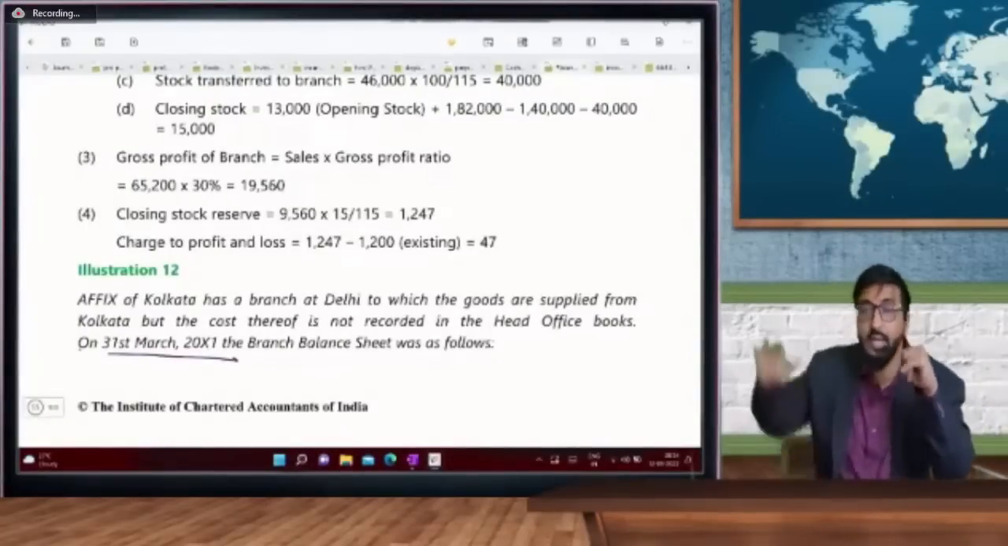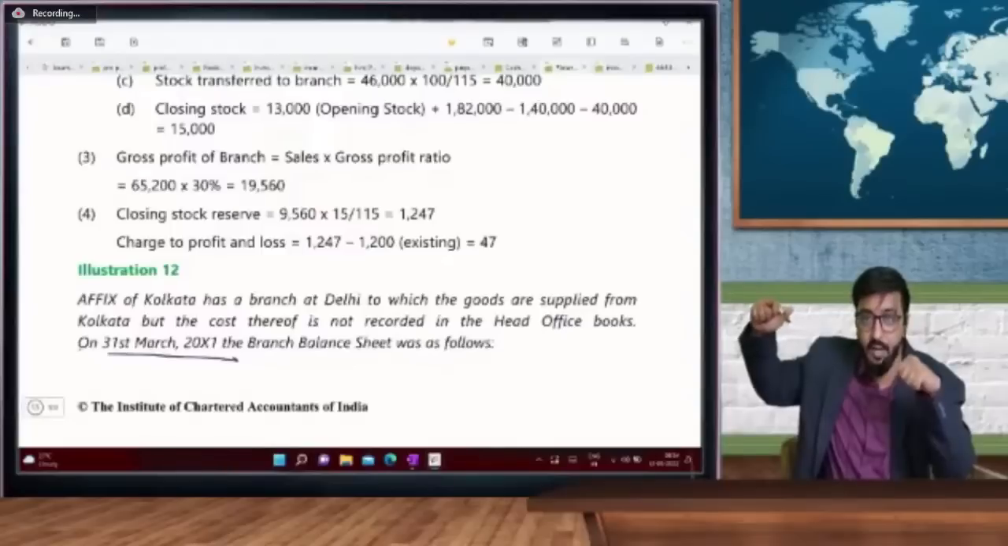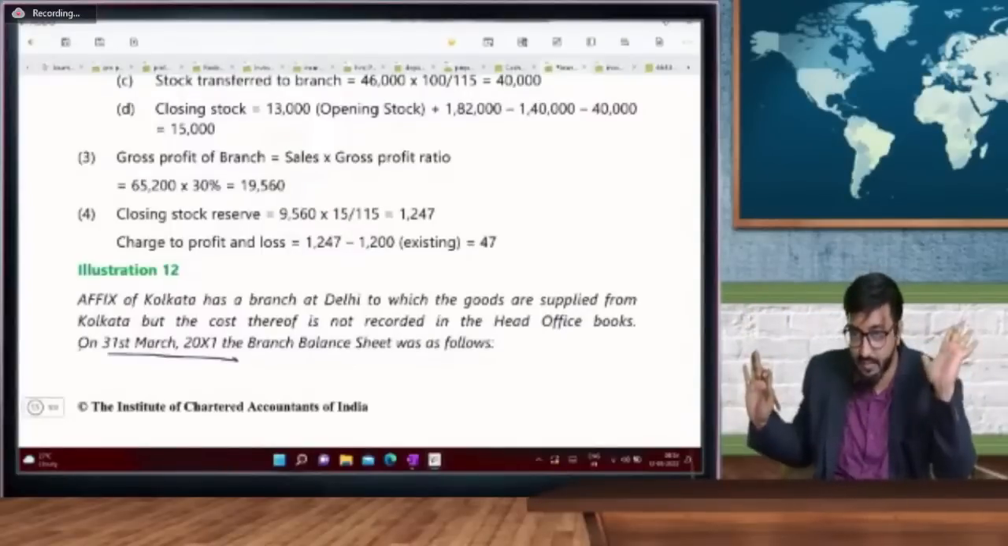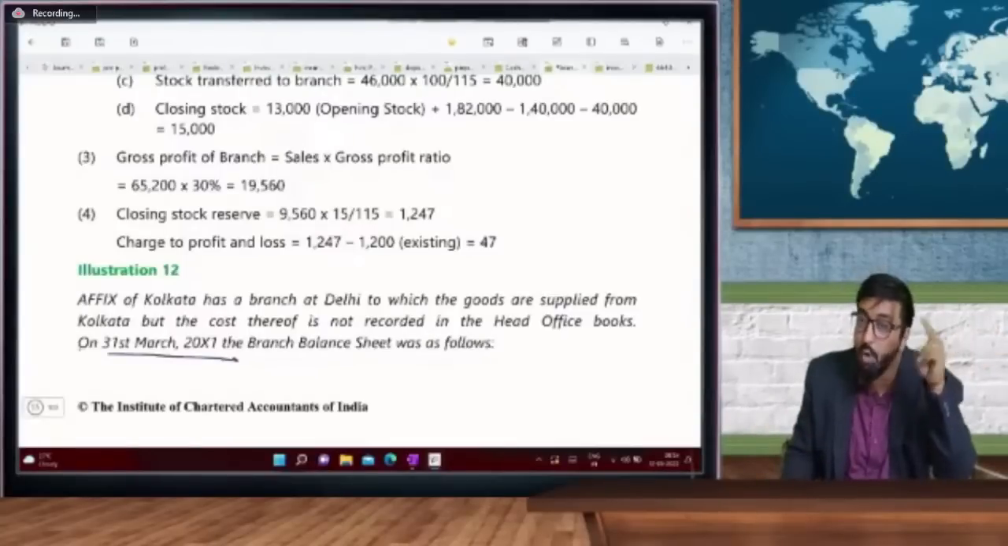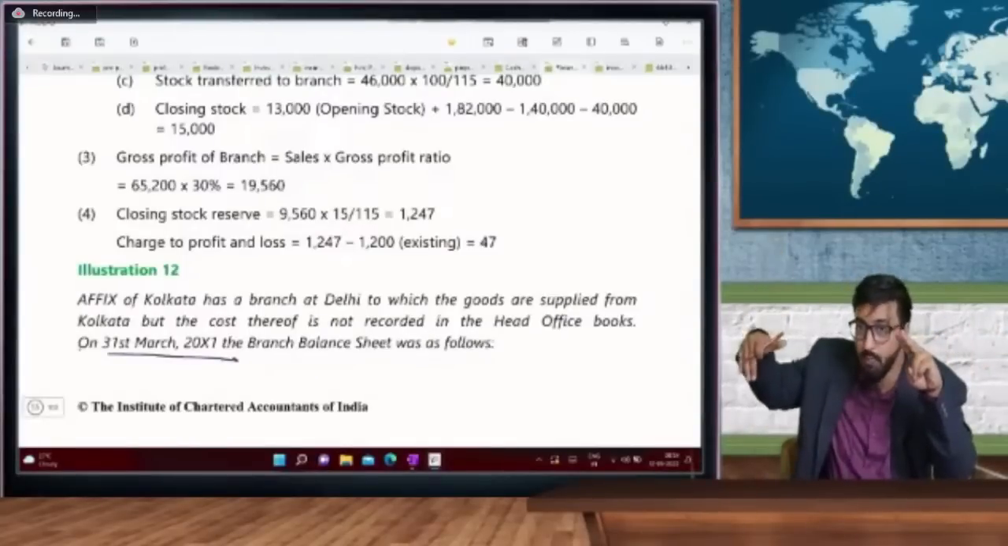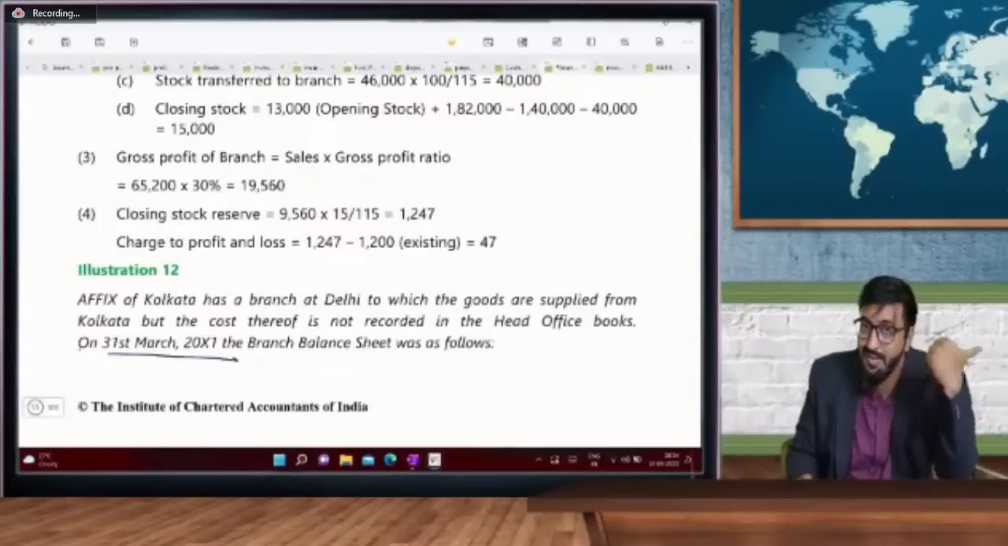See, beta, in illustration number 11, in every question, reconciliation is a must. Reco, there is no excuse. But after reco, you have two options. You prepare the HO column, you prepare the branch column, and you prepare the total column. So this is option number 1, that is illustration number 11.